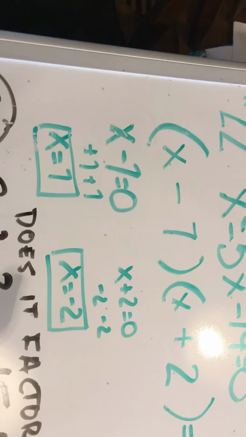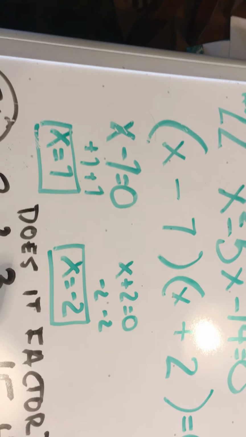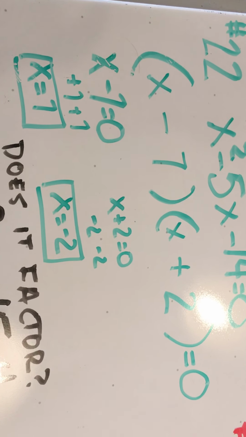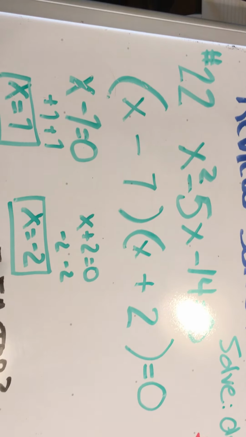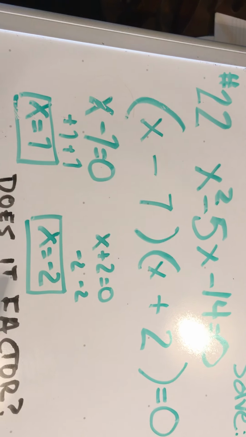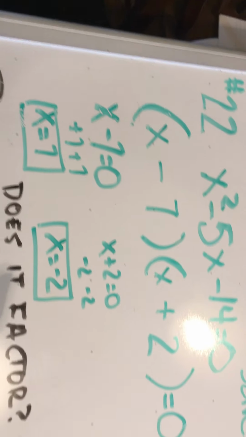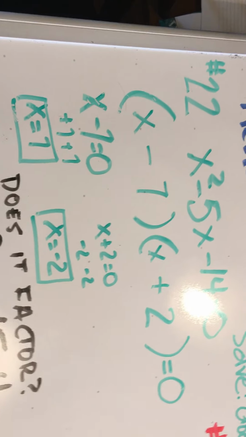So x minus 7 equals 0. Add 7 to both sides. x equals 7. x plus 2 equals 0. Subtract 2 from both sides. x equals negative 2. If it factors, don't take the time to find the vertex and make the table to look for sign changes. It's faster if you can factor it first.